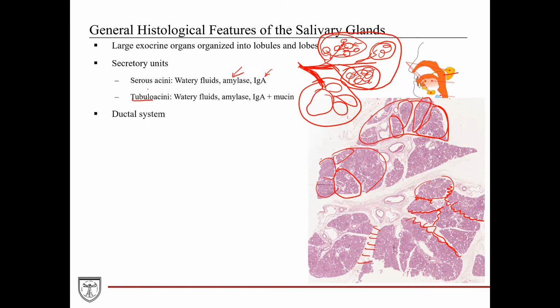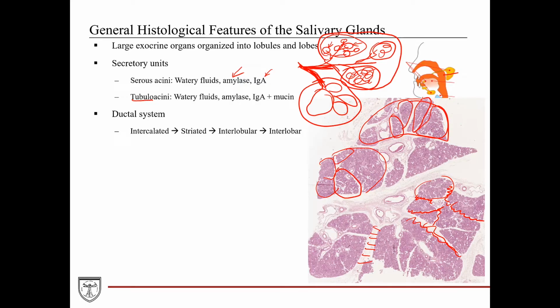The system of ducts in these larger exocrine glands, especially in the salivary glands, are fairly well organized in that each one of these secretory acini or tubuloacini would be draining initially into the smallest of ducts called the intercalated ducts, which then drain into the larger ducts called the striated ducts, which then lead into the interlobular ducts and then into the interlobar ducts, and the interlobar ducts would then all collect into one of the major ducts that drain the entirety of the salivary glands.